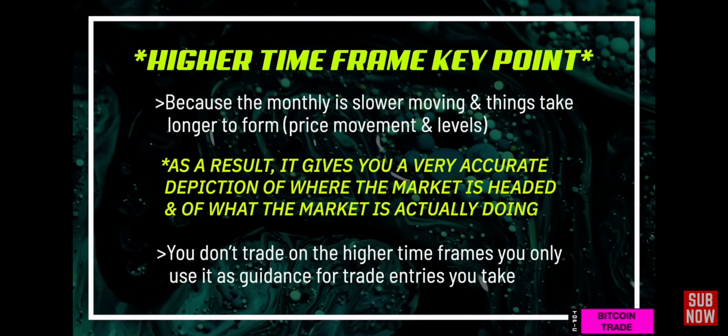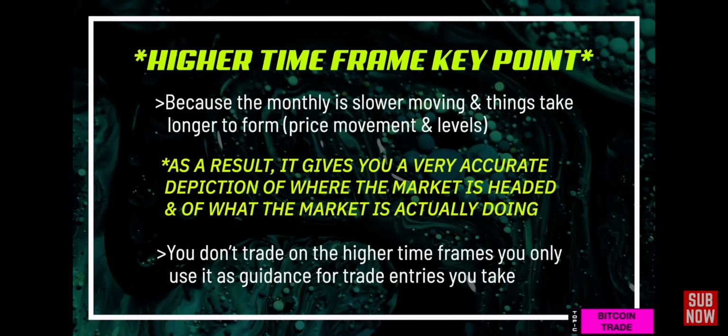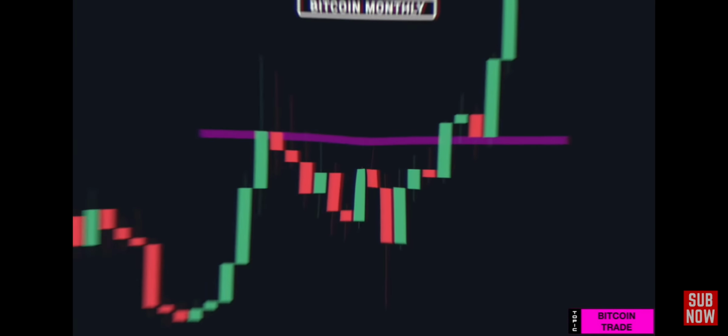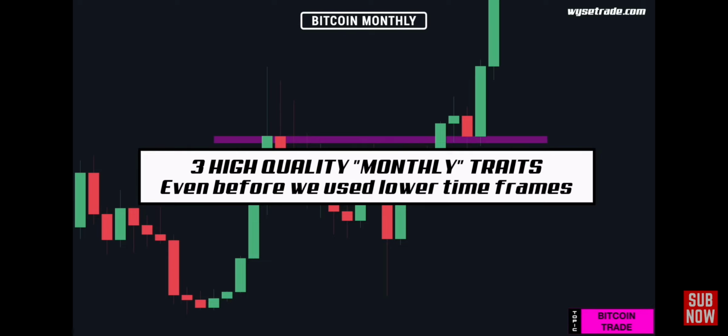Now, you don't trade on the monthly time frame. You only use it as guidance for trade entries you take on the lower time frames. So there were 3 high-quality traits that gave us our clear bullish directional bias, even before we brought in other timeframes.